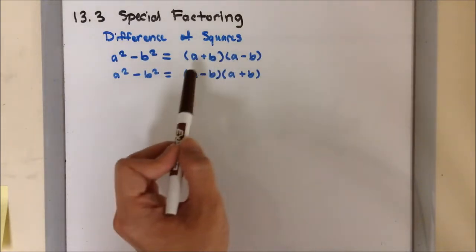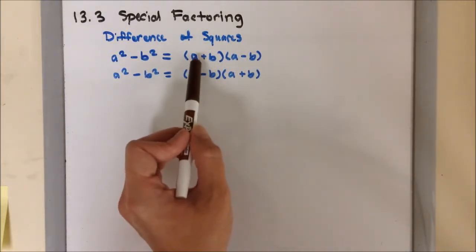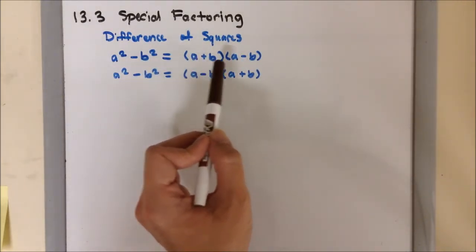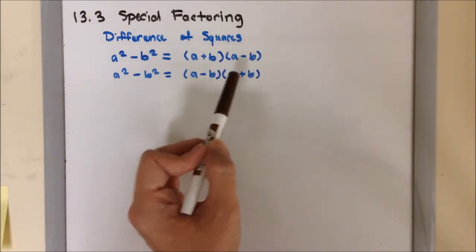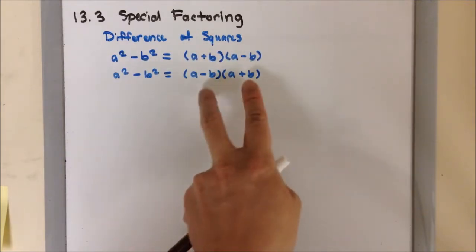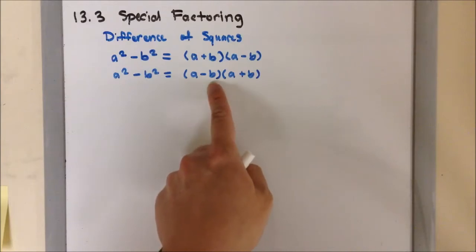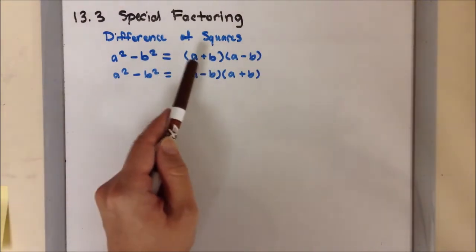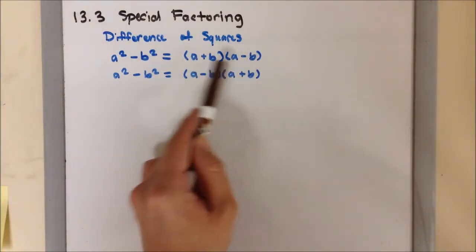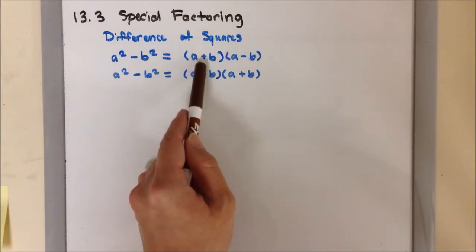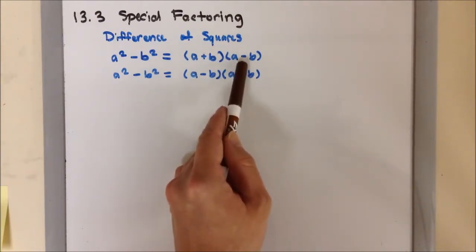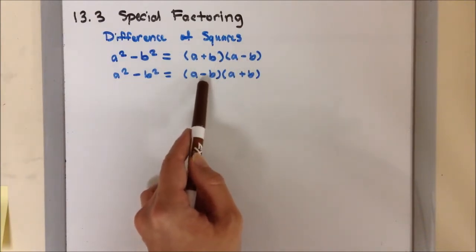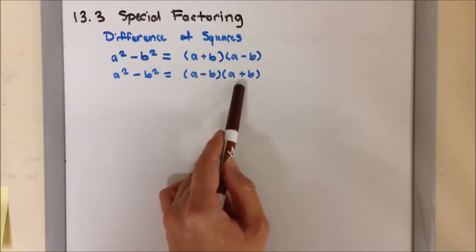then your answer will be in this form, or the second form, where in the first one is a plus b, and then times a minus b. Whereas I wrote the other form, where it's flipped, a minus b times a plus b. So here, the order doesn't really matter as long as these two have opposite signs. So the first one has a plus while the second one has a minus. Whereas in the second one, the first one has a minus and then the second one has a plus.